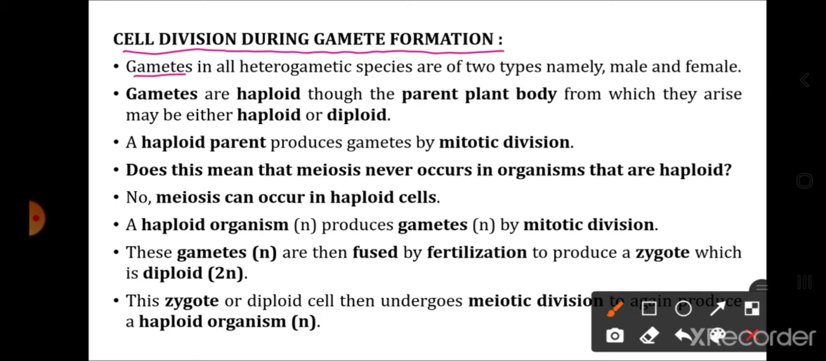Now, gametes in all heterogametic species, hetero meaning different. Those organisms which are heterogametic produce two morphologically distinct types of gametes: one is the male gamete and another is the female gamete. We have studied this in types of gametes. The male gamete is called antherozoid or sperm, and the female gamete is called egg or ovum. The gametes are always haploid. Keep this in mind, gametes are always haploid.